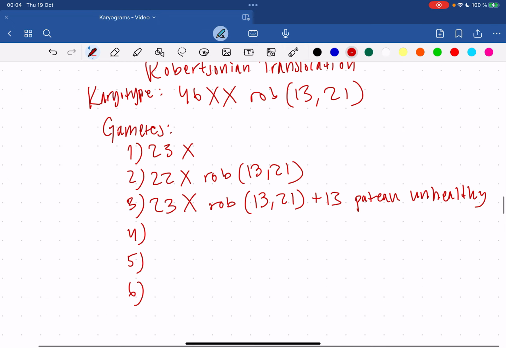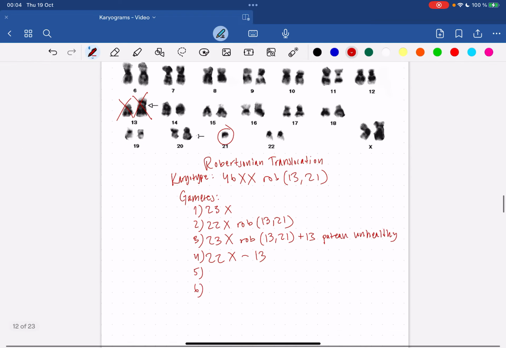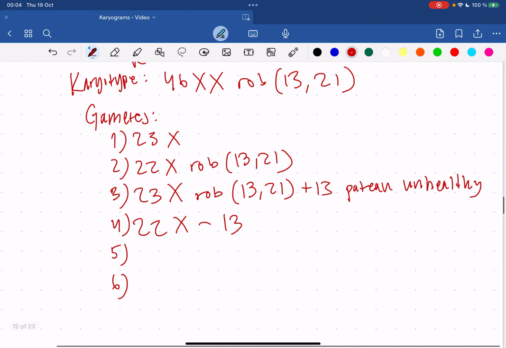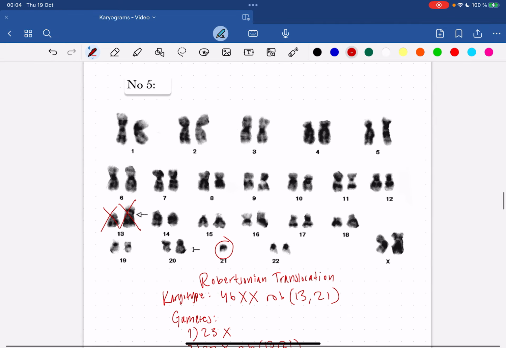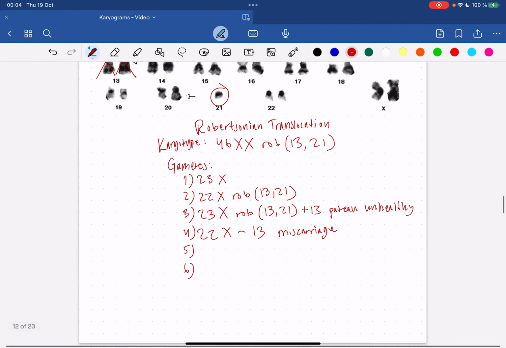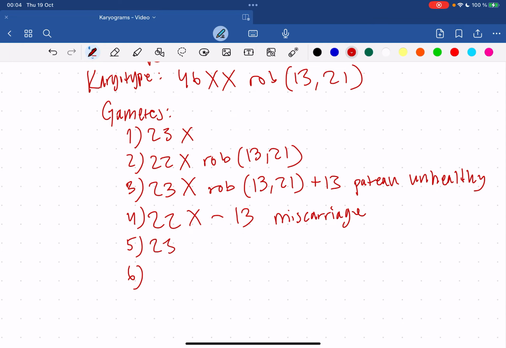And that would lead to 22x minus 13. Why? Because we only have one here, but we have no chromosomes that represents that there. So this will be a miscarriage, because anything that's minus leads to a miscarriage. Number 5 will be the opposite, but instead of 13, it will be plus 21. So here would be 23x Rob 13, 21 plus 21, and that's Down syndrome.